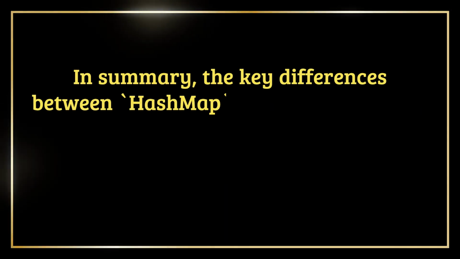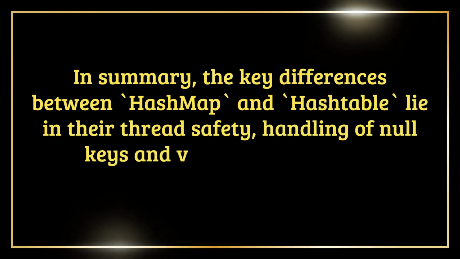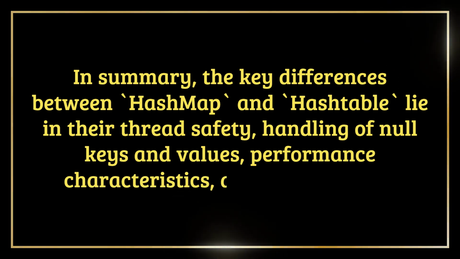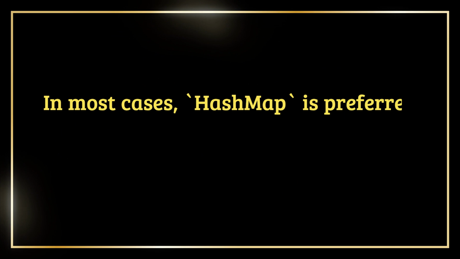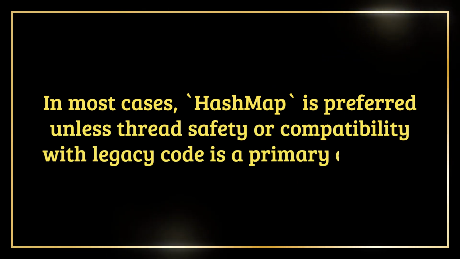In summary, the key differences between HashMap and HashTable lie in their thread safety, handling of null keys and values, performance characteristics, and legacy status. In most cases, HashMap is preferred unless thread safety or compatibility with legacy code is a primary concern.